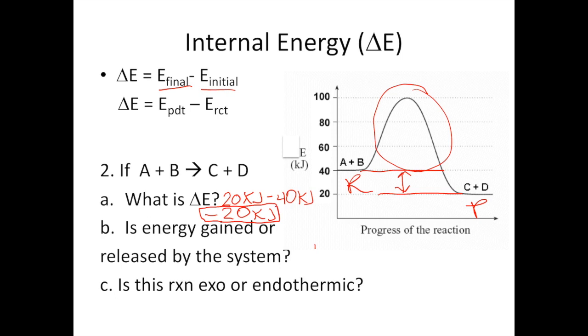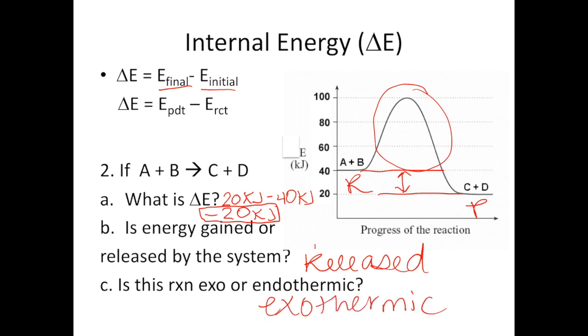Easy peasy. Is energy gained or released? Well, my products are lower in energy, which means that energy was released because it got rid of some of it. So the answer is released. And we talked about this before. If energy is released, it's going to be an exothermic reaction, like a bonfire.